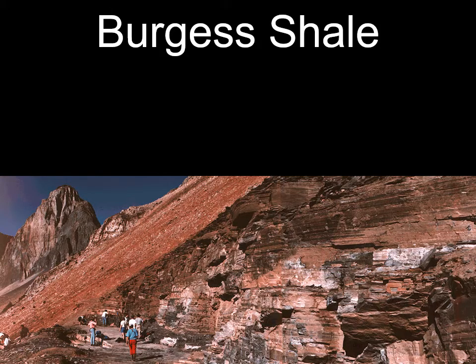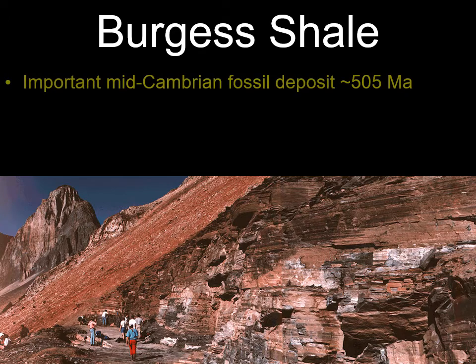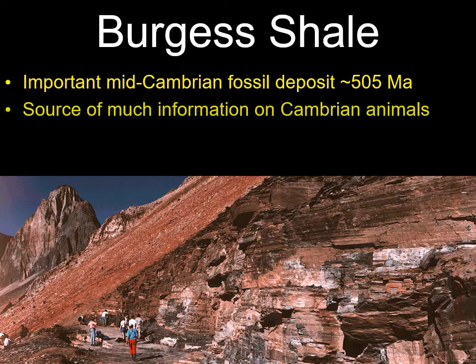Let's talk a bit about the Burgess Shale. The Burgess Shale is one of the most famous and important fossil localities in the world. It represents the Middle Cambrian, so about 505 million years old. And again, it's been found in a number of different places, but we're going to be talking about the type locality. Okay. We know a lot about the Cambrian ecosystem because of the Burgess Shale.